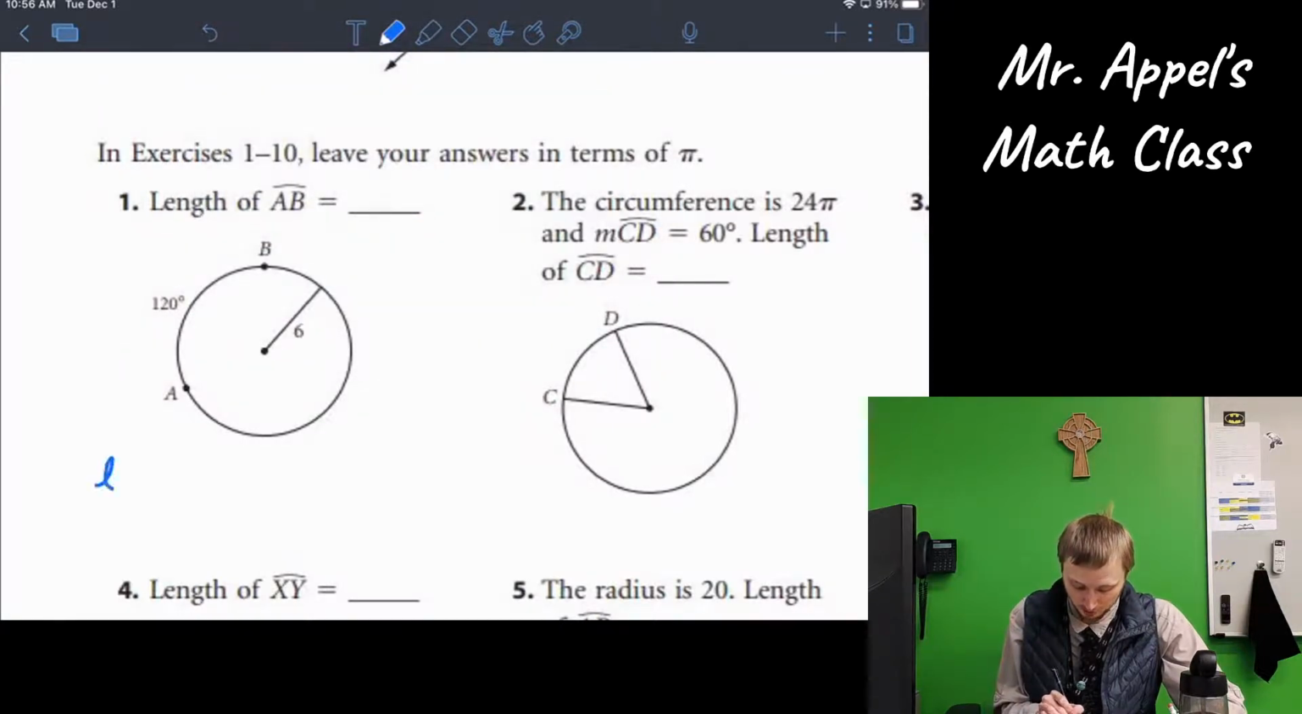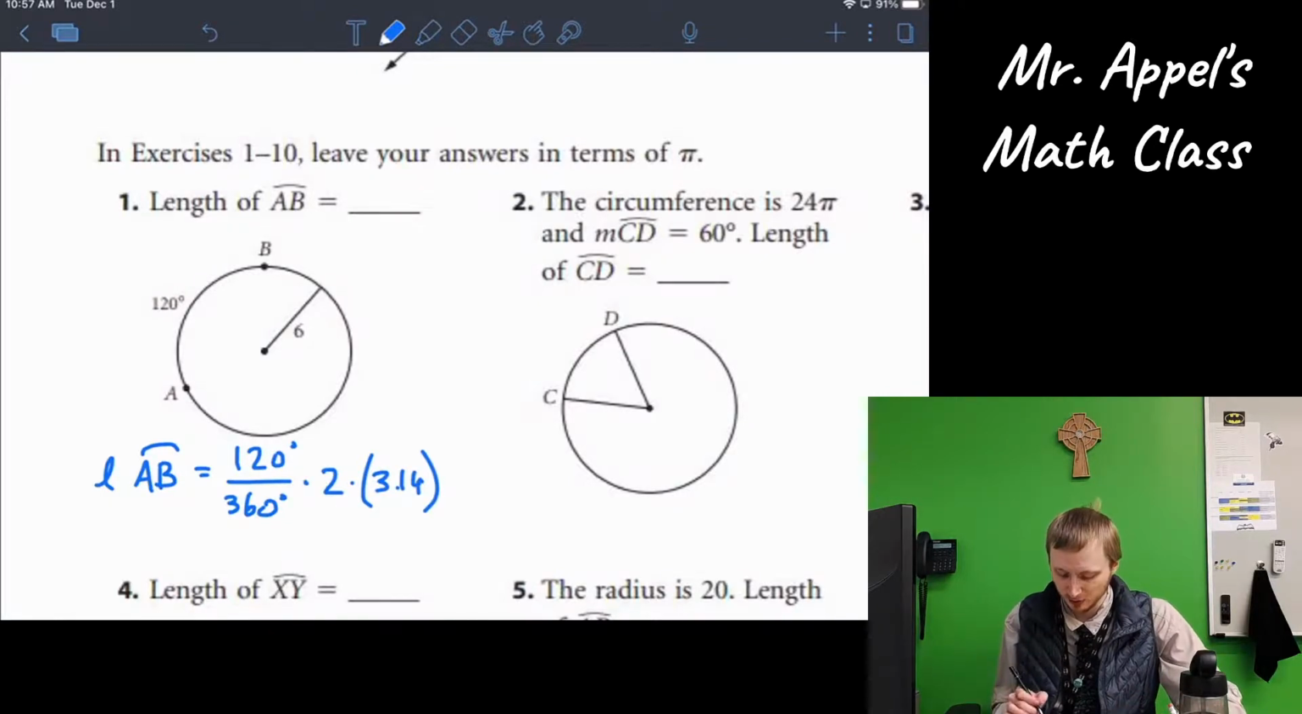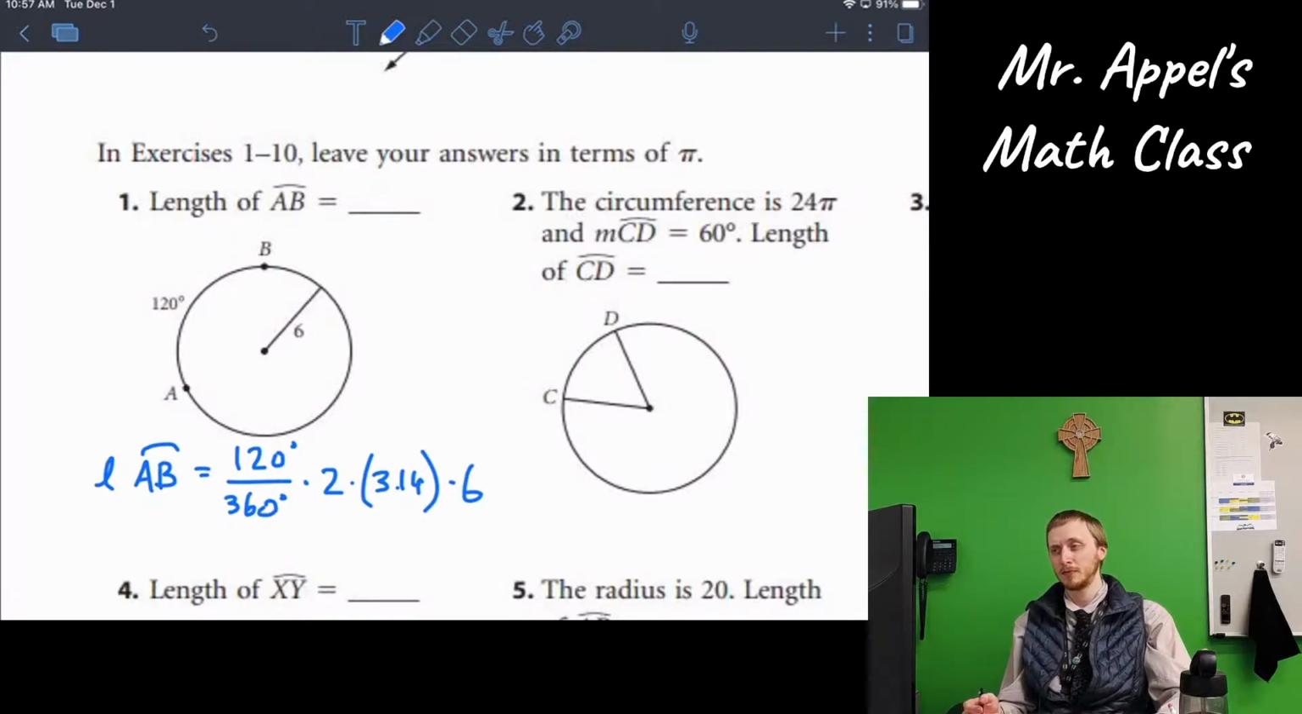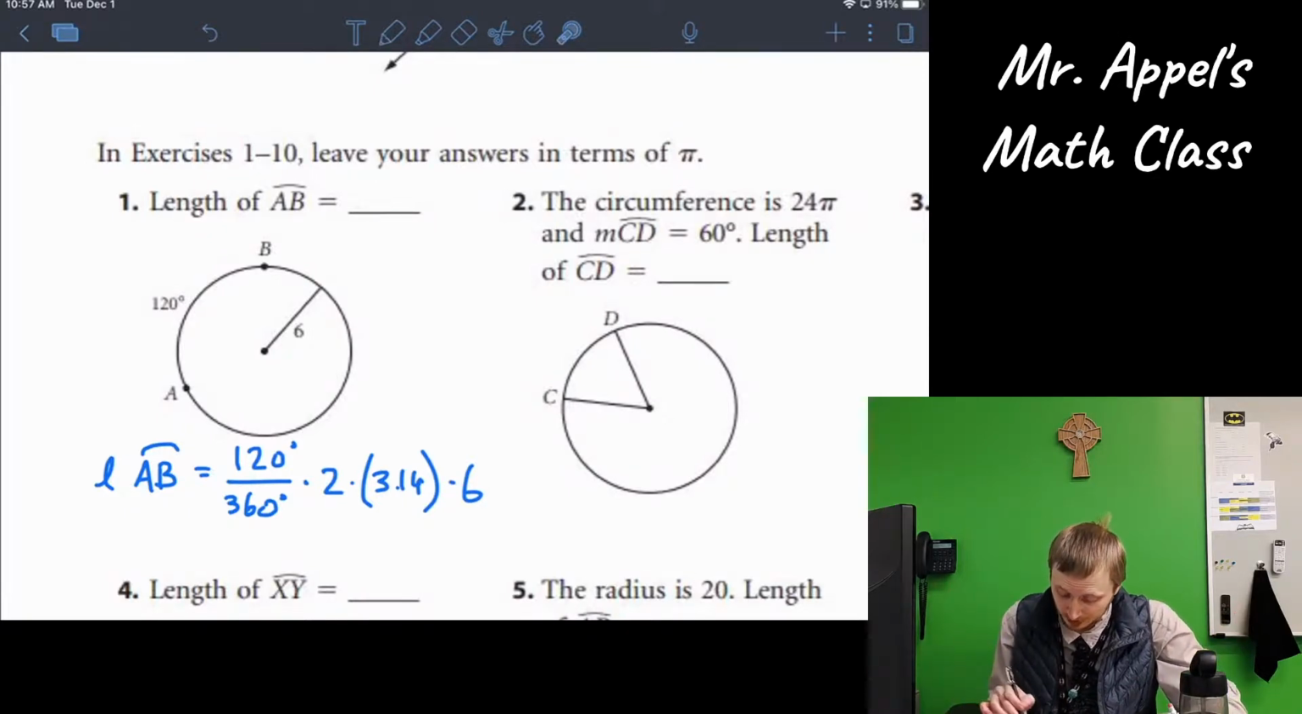The length of arc AB is going to be, I want that measure of 120 out of the full 360, times 2 times pi, aka 3.14, good enough approximation for this worksheet, times the radius 6. Run that in your calculator, see what you get. Oh wait, no, they say leave it in terms of pi. I'm sorry, let's not do that. Let's just leave it here as pi.